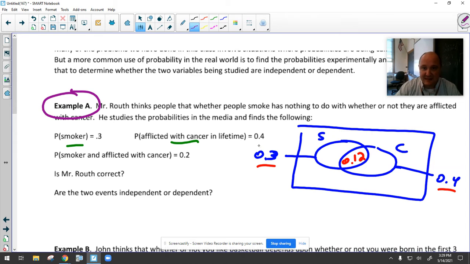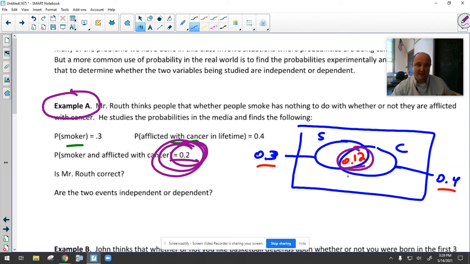But what is it based on what I see in my experimental data? In my experimental data, it's not 0.12. Instead, it's 0.2. This is greater than this. That tells me actually smoking makes it more likely that you're going to have cancer, or having cancer makes it more likely that you were a smoker. That's what we see in the data. So these two events are not independent. Mr. Ruth is wrong. They are dependent events.